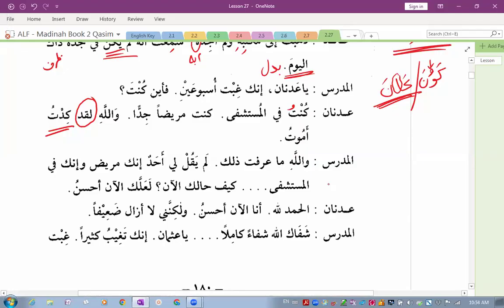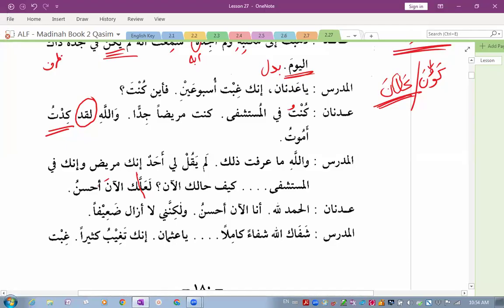La'allaka alana ahsanu. What is la'allaka? We learned that la'alla is a harfu taraji wal ishfaq, meaning hopefully. I hope that you are better now. Yes, exactly. Okay, so go ahead, brother Shahid.